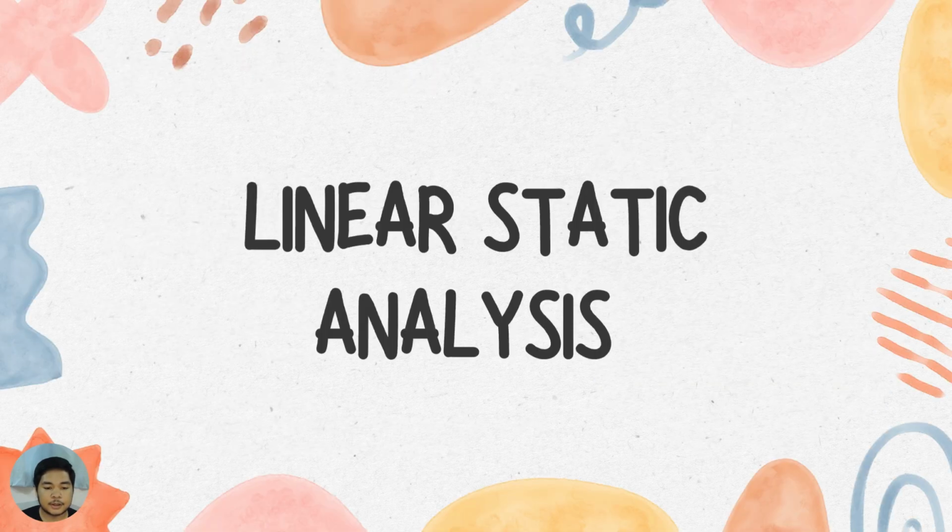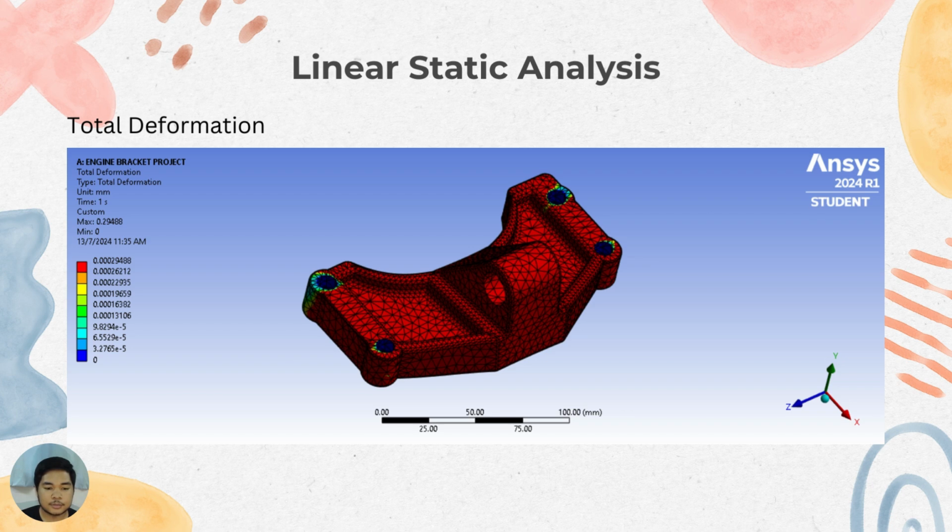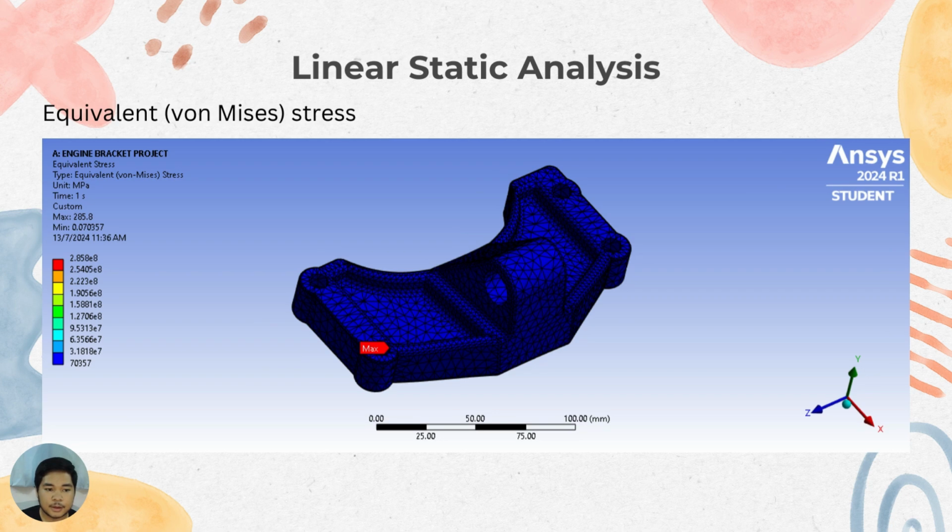For linear static analysis, as shown, the figure shows the maximum total deformation is 0.294, and the figure also shows the color contour of the total deformation. Next, equivalent von Mises stress. The figure shows the color contour of the von Mises stress for the bracket chosen.